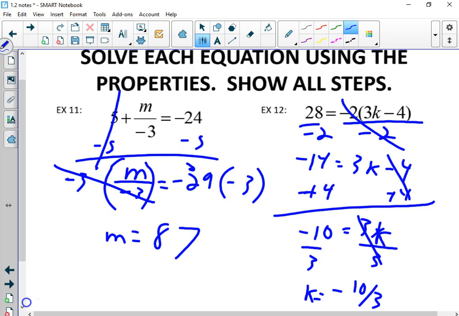So look, let's plug it back in. It's not as scary as it looks. -10/3 times 3, the 3's cancel, it's -10. -10 minus 4 is -14. -14 times -2 is positive 28. It works out. So just because it's a fraction doesn't mean it's wrong.